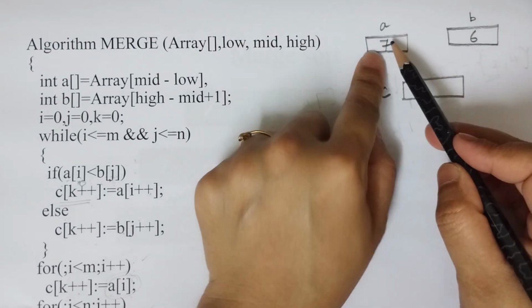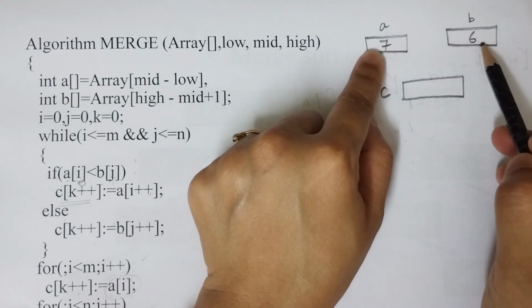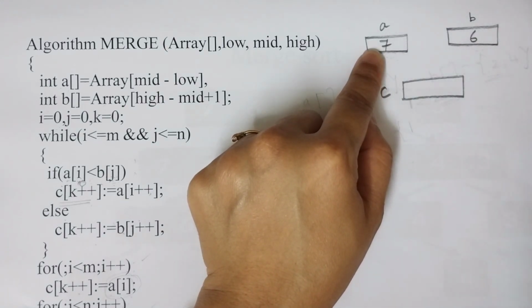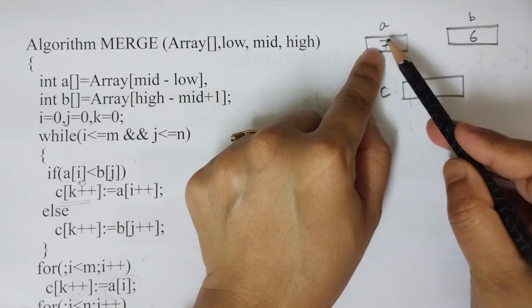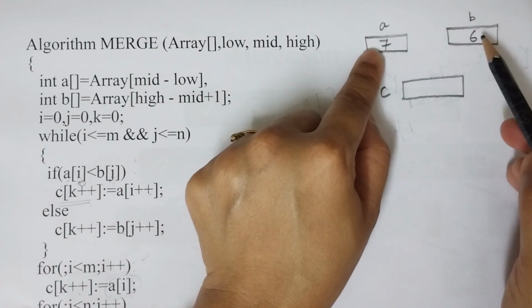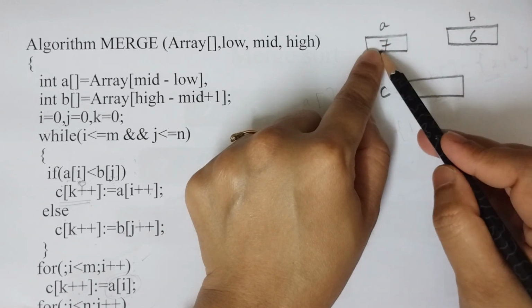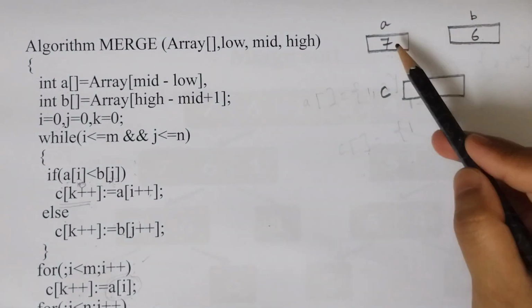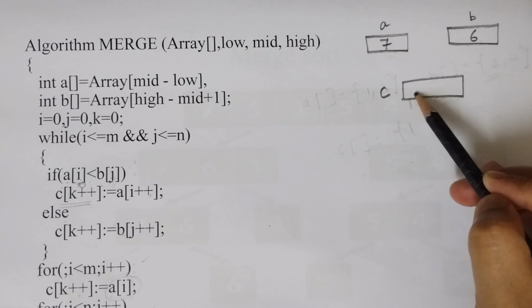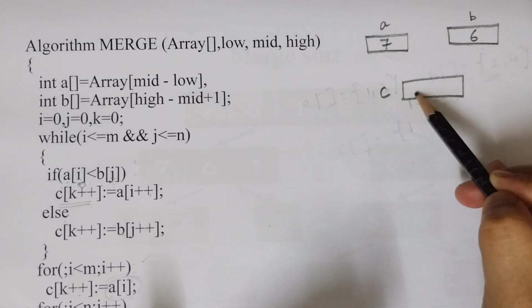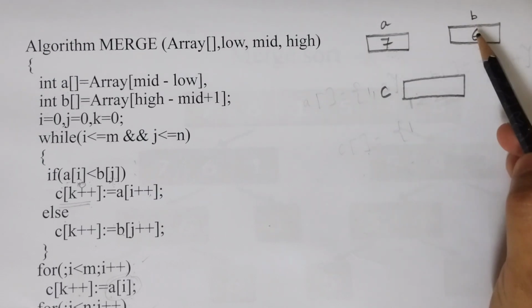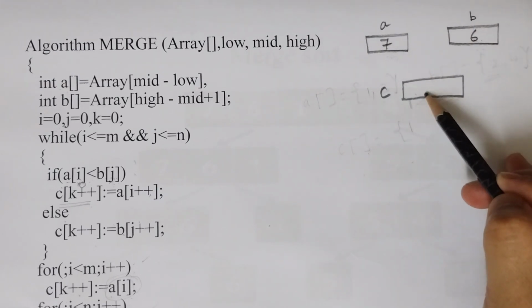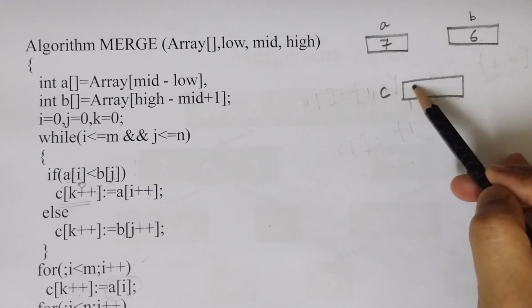Right? So now I need to compare this value with this value. If I'm arranging the elements in ascending order, I always need to check whether my A value is lesser than B value. If A value is lesser than B value, then I need to place this A value into this C first. Otherwise, if B is lesser than A, then this B value should be placed into this C array's first position. This is my condition.